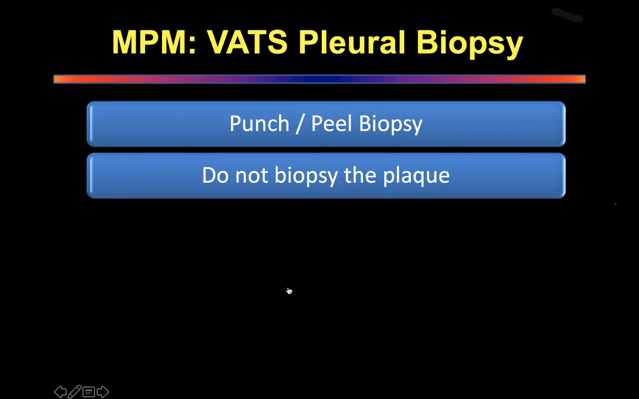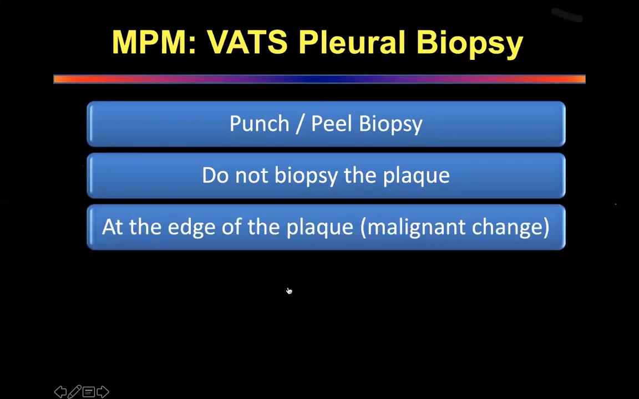So the correct place to biopsy is actually at the edge of the plaque. It is the vascularity at the edge of the plaque which undergoes malignant change, and which will also show the presence of asbestos fibers in the blood vessels when you look at it histologically. So you must biopsy the edge of a plaque, not the middle of the plaque.